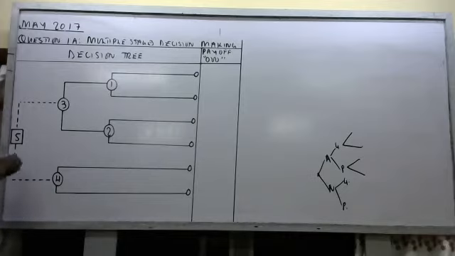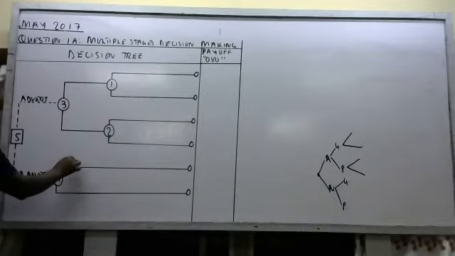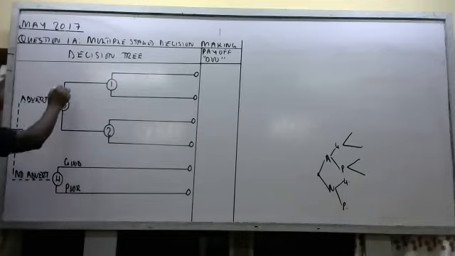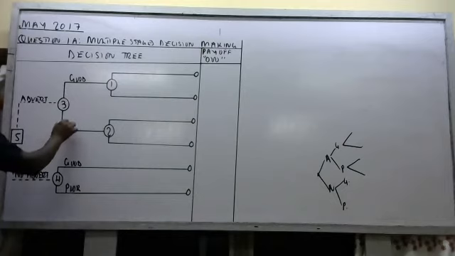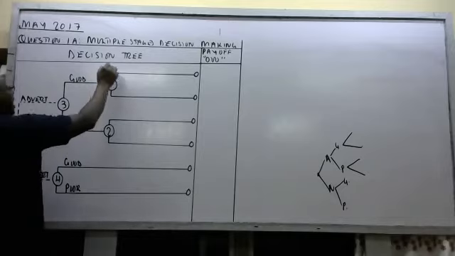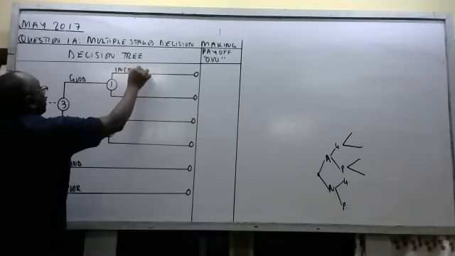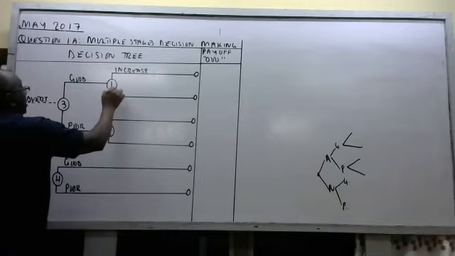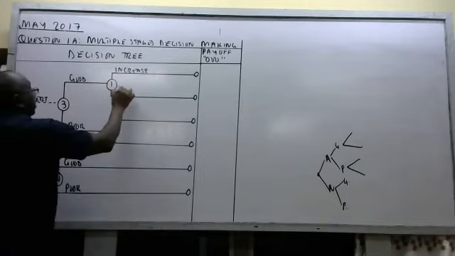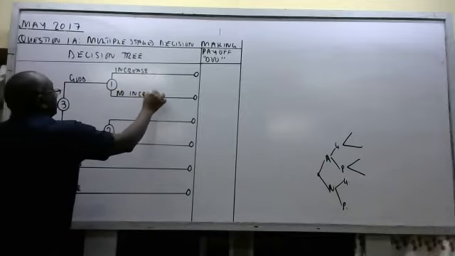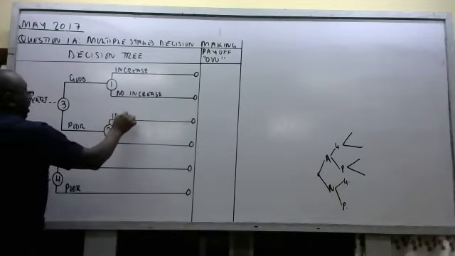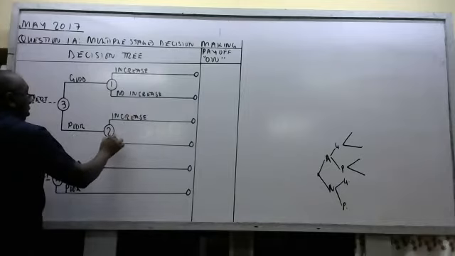So we have said we are debating on whether to advertise. So there is an advert or no advert. Whatever you decide, the weather can either be good or poor. Then demand can either increase or we say no increase. You can increase or no increase.